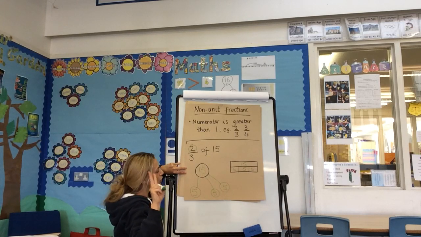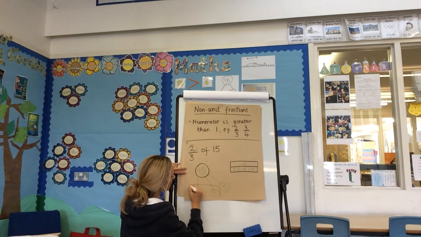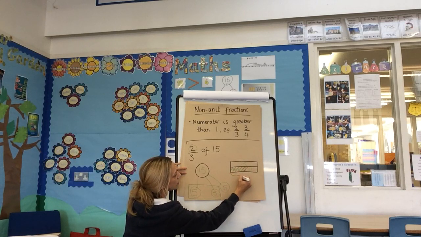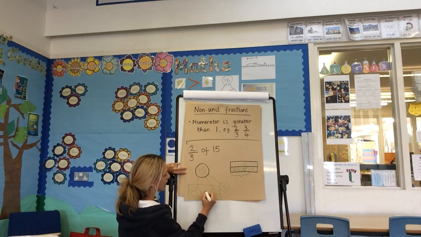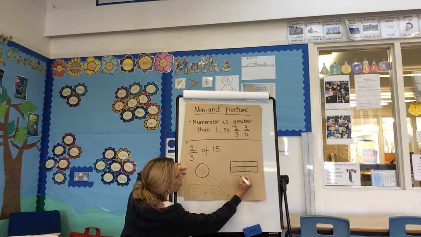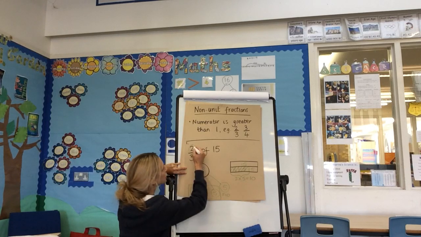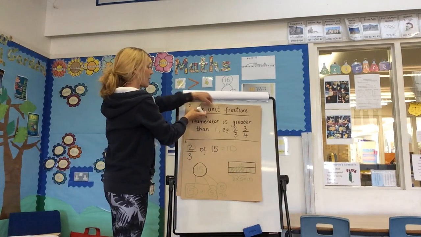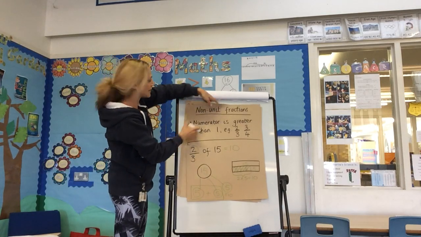Now I need to find 2/3, not 1/3. This time I need 2 of them. 1/3, 2/3. My 2/3: 5 add 5 equals 10, or 2 times 5 equals 10. So 2/3 of 15 is 10. And you can pause the video at any point and go back if I'm whizzing through it too quickly.